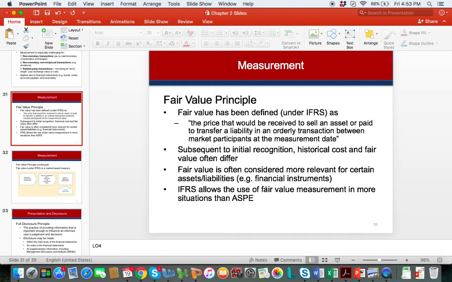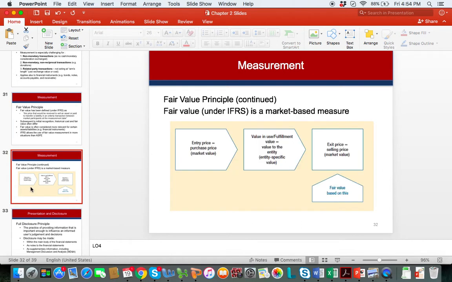So IFRS allows the use of fair value measurement in more situations than ASPE. Under private enterprise GAAP, you'll typically use a cost model, or your historical cost, as opposed to fair value. So the fair value principle continued, and under IFRS, the entry price is the purchase price, so what we bought the asset for.